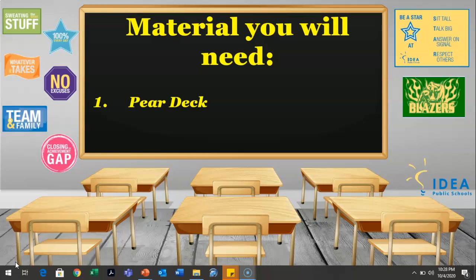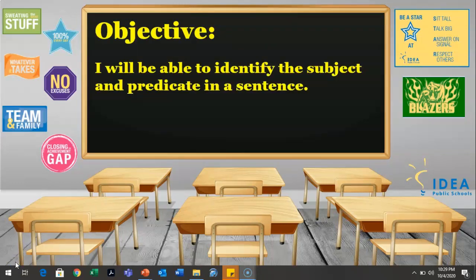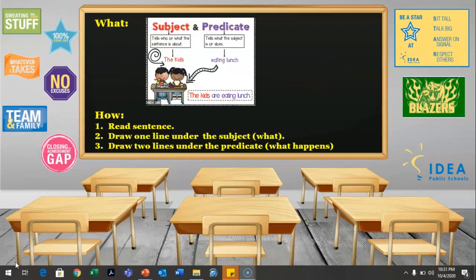But what are we going to learn today? By the end of the lesson, we're going to be able to identify the subject and the predicate in a sentence. And what is a sentence, boys and girls? A sentence is a set of words that contains a subject and a predicate. And what is a subject? A subject tells who or what the sentence is talking about.